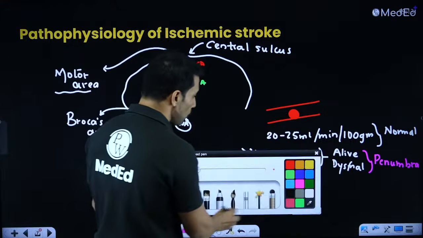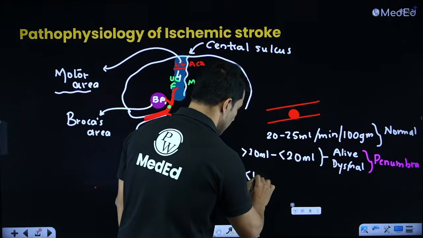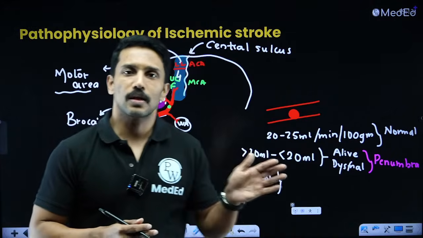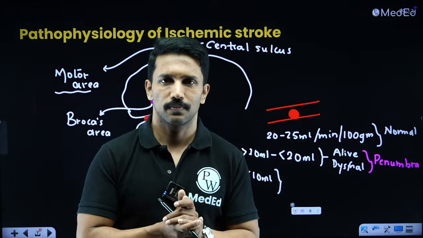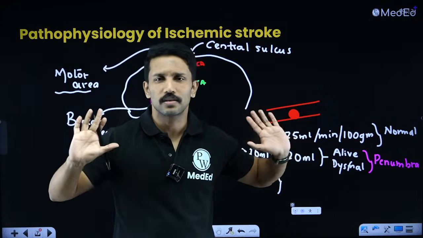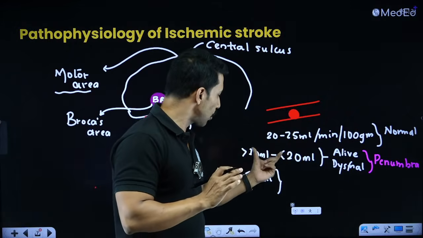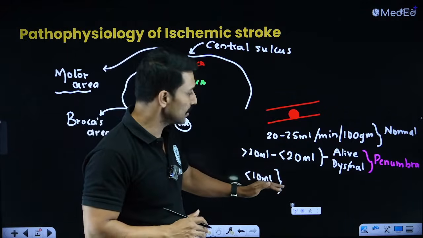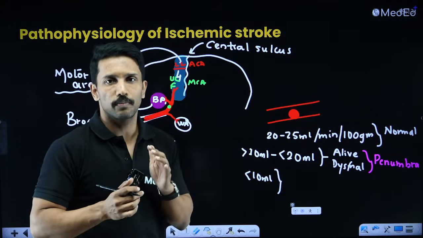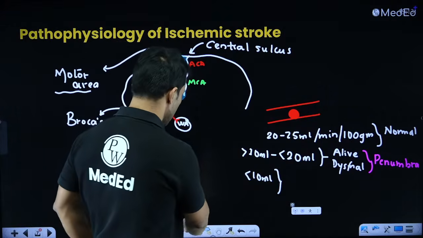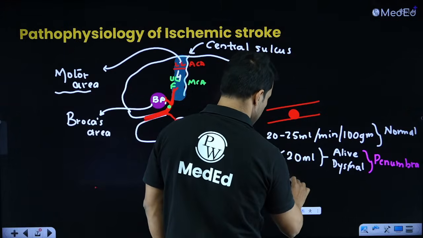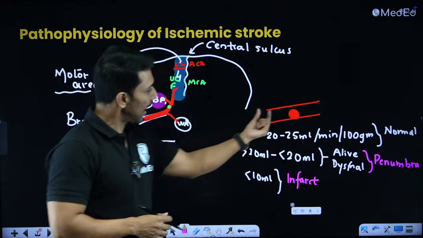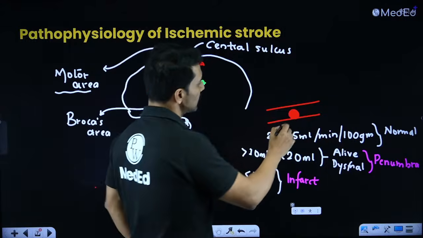But now if the flow drops to less than 10 ml per minute per 100 gram of brain tissue, the neurons can't survive. Forget about being functionally active. If I'm giving 20 to 25 ml, they will survive and do their job. If the flow drops to the 10 to 20 ml range, they stop functioning, but they can be alive. But once the flow drops below 10 ml, neurons die. In whichever part of the brain the flow has dropped to less than 10 ml and neurons are dead, we will call it infarct.